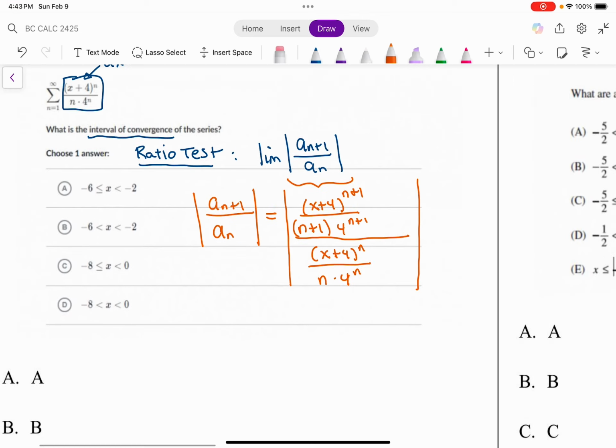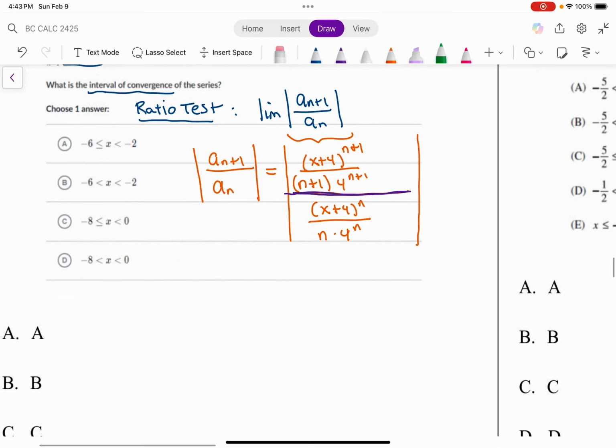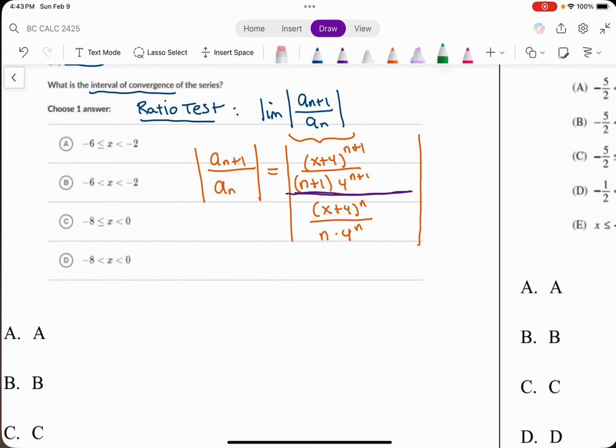Now, this is a compound fraction of two things, so it's a fraction within a fraction. And the other thing is, the absolute value bars are allowed to just hug the x plus 4 expressions because those are the only things at risk of not being positive. Because n, 4 to the n, those are going to be positive because n's going from 1 to infinity. So those don't need to have absolute values around them.